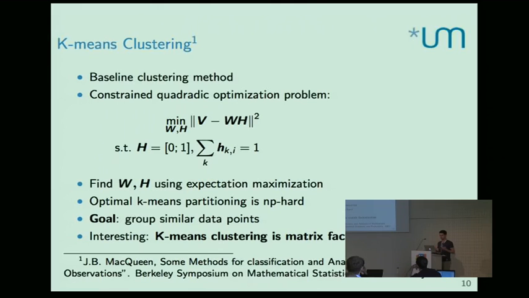So what does that mean? Basically, we impose a very, very hard constraint on this matrix factorization, and at the end, if you apply k-means, we end up with sort of a clustering of the data points. And for the sake of completeness, k-means is usually optimized using an expectation maximization schema. The optimal partitioning for k-means is NP-hard, so the problem is rather difficult, and the goal is to group similar data points.